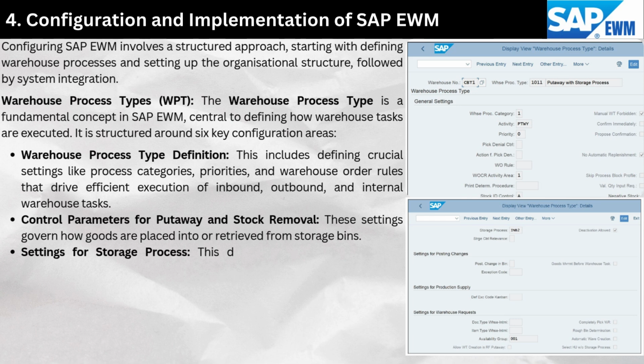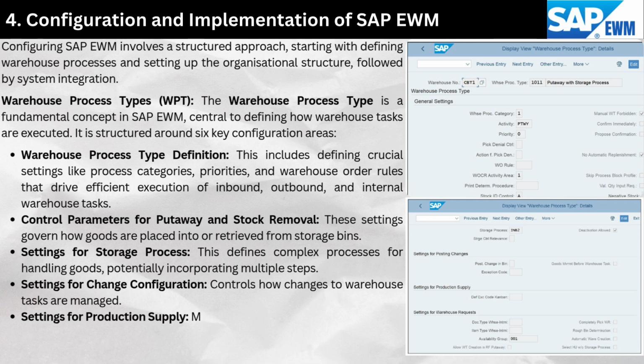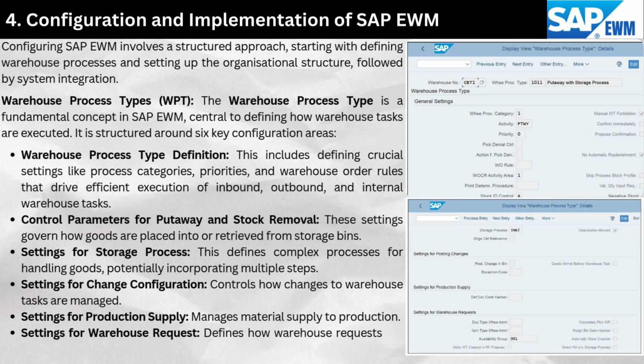Settings for storage process. This defines complex processes for handling goods, potentially incorporating multiple steps. Settings for change configuration. Controls how changes to warehouse tasks are managed. Settings for production supply. Manages material supply to production. Settings for warehouse request. Defines how warehouse requests are handled.